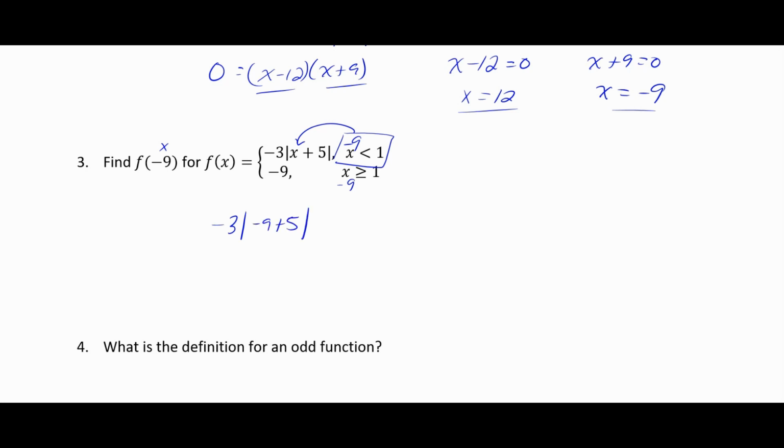We just need to solve for this. So negative 9 plus 5 gives me negative 4. The absolute value of negative 4 is positive 4, so this becomes negative 3 times 4. And negative 3 times positive 4 is negative 12. And that's going to be our solution for number 3.